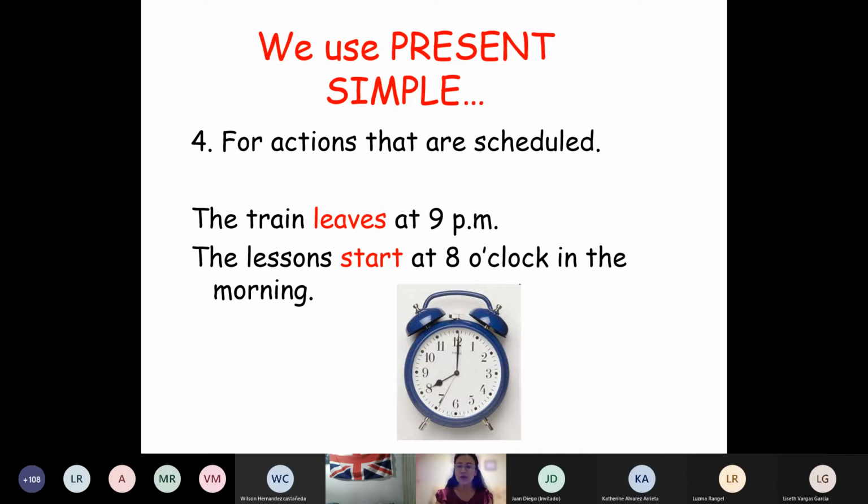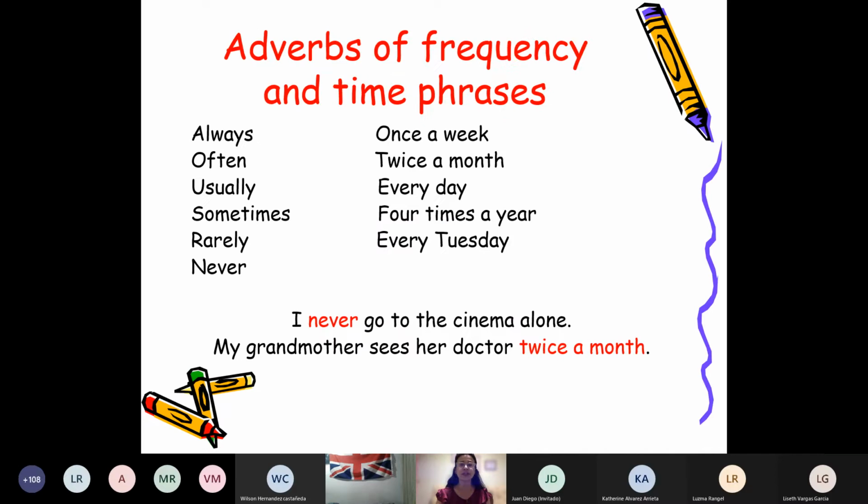So let's go with these expressions. Adverbs of frequency and time expressions are very popular, no? They are used with the present simple tense in order to express the frequency with which you do an activity. Always refers to doing an activity 100%. For example, you say, I always work from Monday to Friday. So it means 100%.